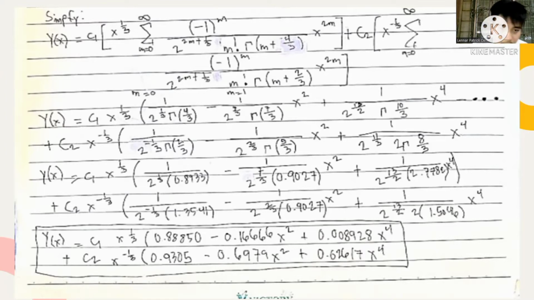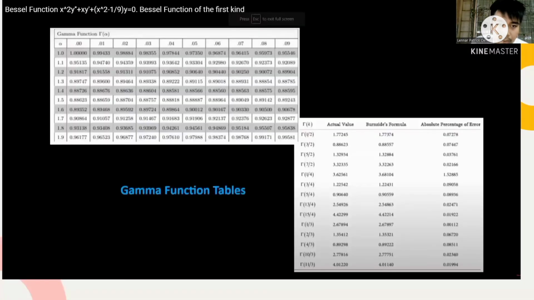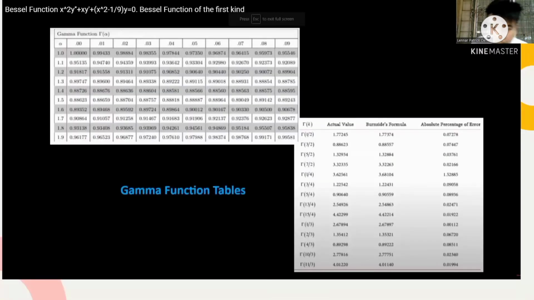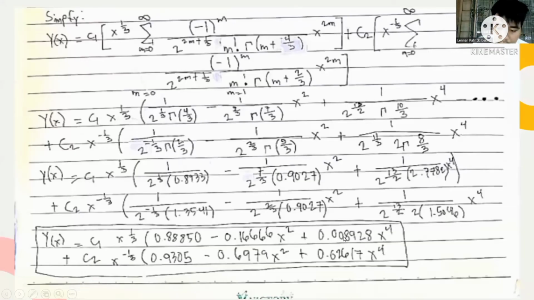Pagkatapos naman nun, yung gamma niya, hahanapin natin sa table. Kagaya nitong gamma 2 over 3. Ito yung table niya, gamma 2 over 3. Makikita natin dito na yung gamma 2 over 3, ang value niya 1.35412. Kaya isinubstitute natin siya doon.